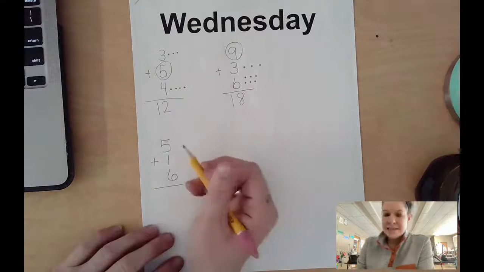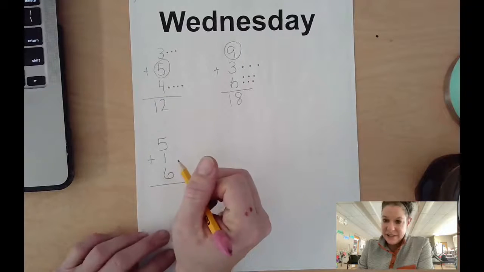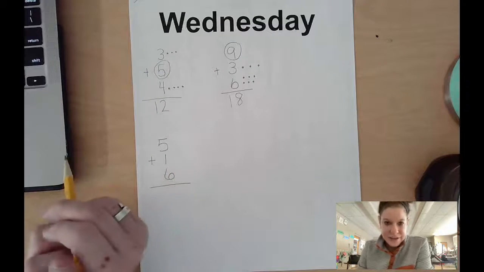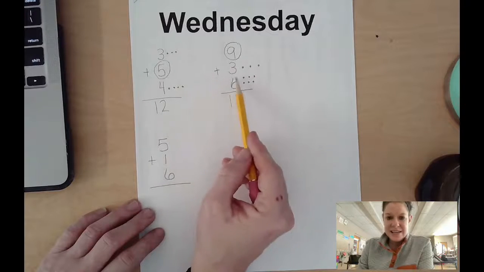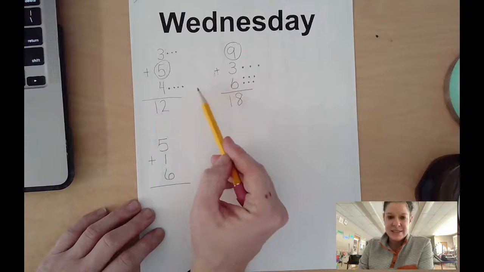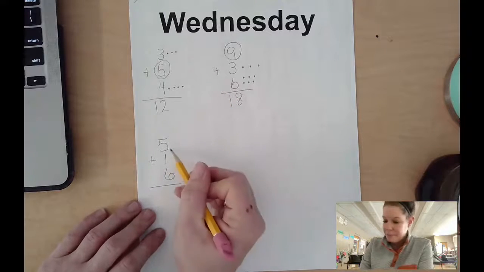Okay, so here's a different strategy. This would be kind of like the next level of thinking strategy. If you find this is taking too long and it's too easy that way, you don't have to do it this way. Here's a different way to do it.